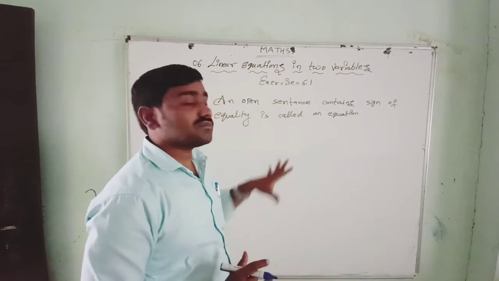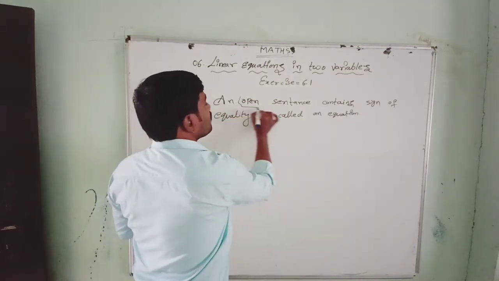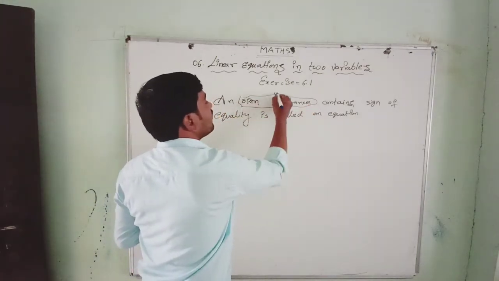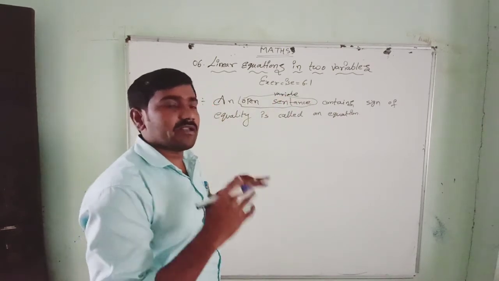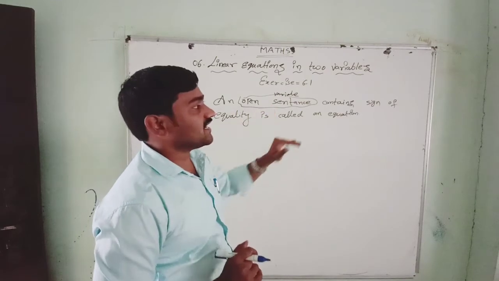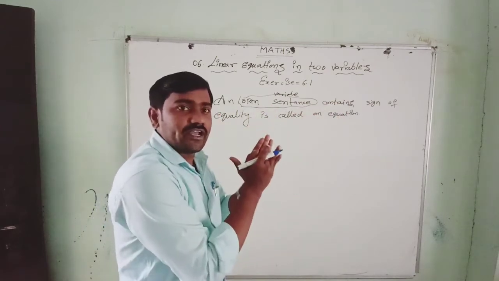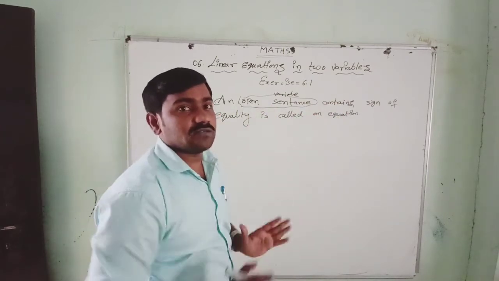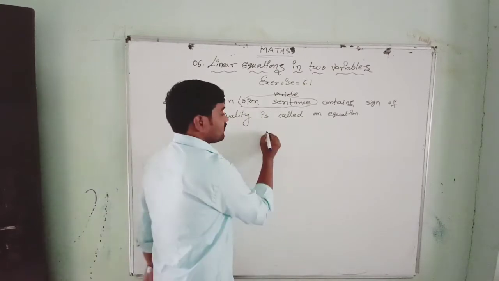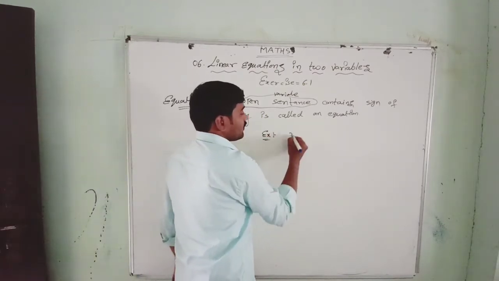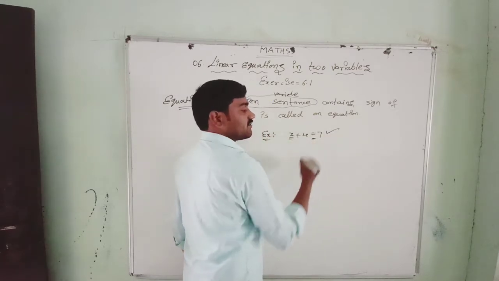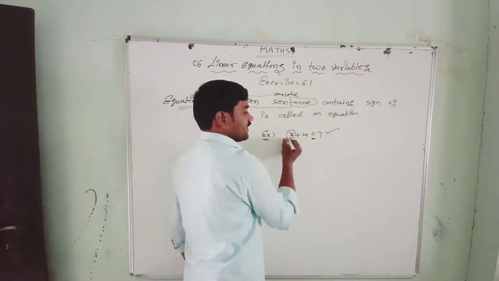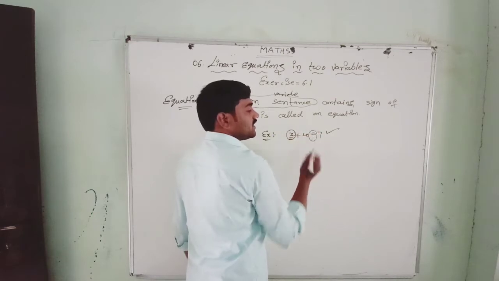An open sentence in the sense, here an open sentence is nothing but a variable, or filling the blanks or anything. An open sentence contains a sign of equality. There should be a variable and there should be one equal symbol. Then only they are called an equation. Suppose I write some examples here. x plus 4 equal to 7. It is an equation. There is a variable and there is an equal symbol. So it is an equation.